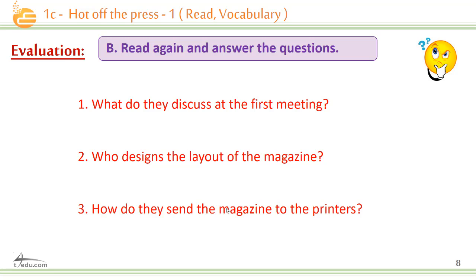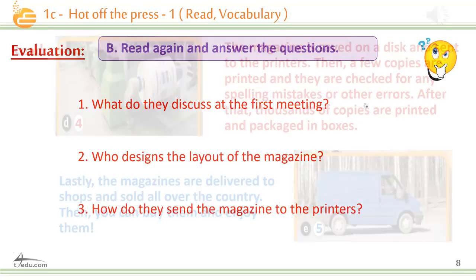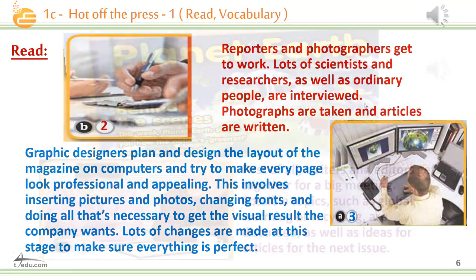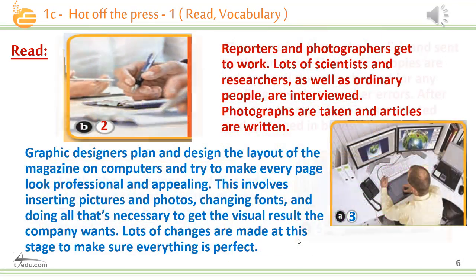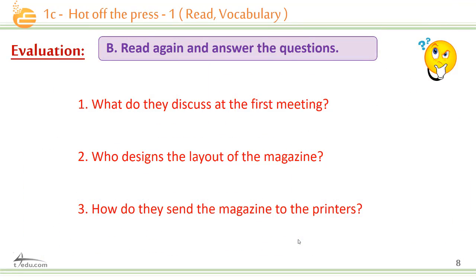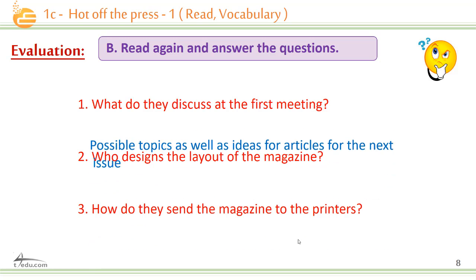What do they usually discuss at the first meeting? Let's go back and see what they discuss in the first meeting. First of all, writers and editors get together for a big meeting. Possible topics such as global warming or recycling, and ideas for articles for the next issue. So usually they speak about possible topics and articles for the next issue.